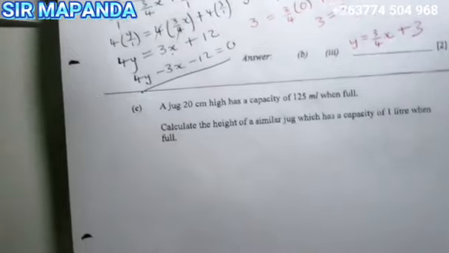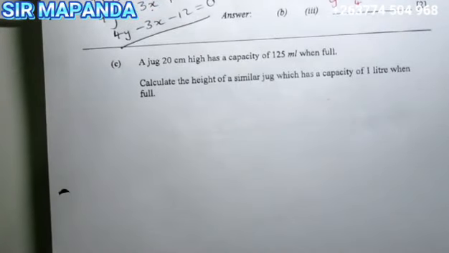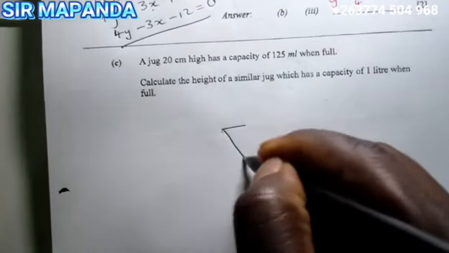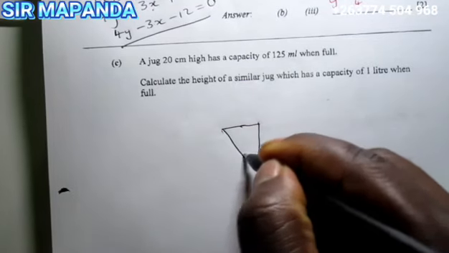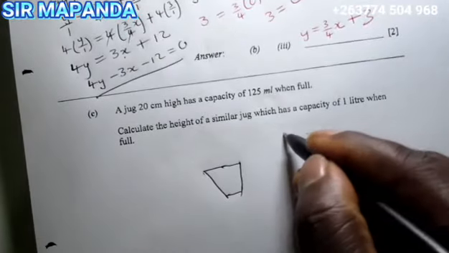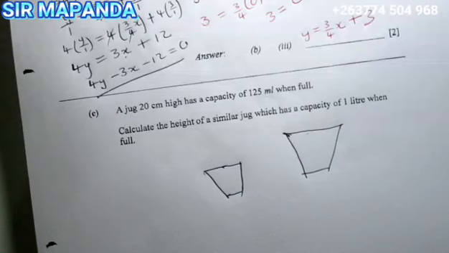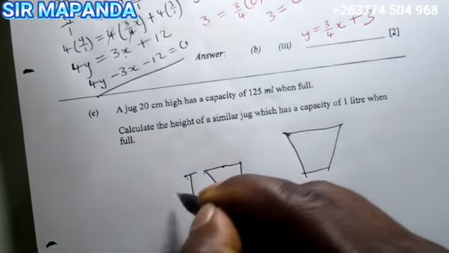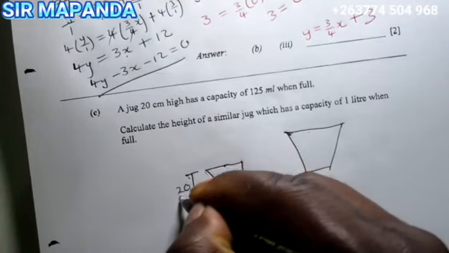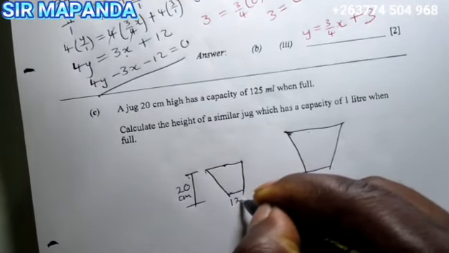We move on to part C of the question. It reads, a jug 20 centimeters high has a capacity of 125 mils when full. Calculate the height of the similar jug, which has a capacity of 1 liter when full. Right. So let me draw the jugs so that you can see the practicality of the question. We have a smaller jug and a bigger jug. Right. So this is the smaller jug with a height of 20 centimeters with a capacity of what?